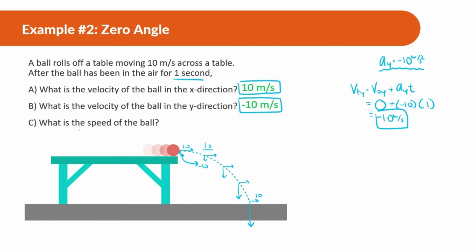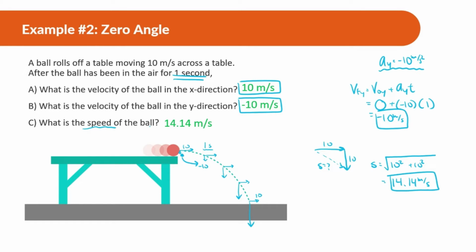Okay, so what is the speed of the ball after 1 second in the air? So what we should know is it's going to be going 10 meters per second in the x and 10 meters per second in the y. And for the speed here, we can use the Pythagorean theorem, pretty much a squared plus b squared equals c squared. I'm not going to go into all that, but I'm just going to do the square root of 10 squared plus 10 squared. Let me put that into my calculator. I get 14.14 meters per second. And again, we don't need a direction or a negative or anything because it asks for speed.